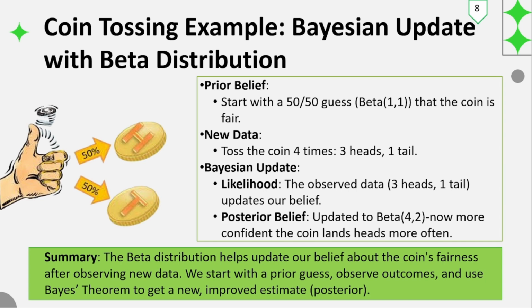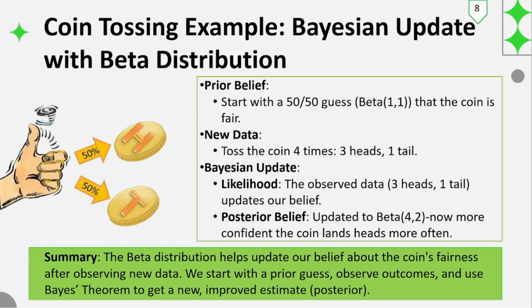Here in this example we can see a coin is tossed, and the Bayesian update with the beta distribution is the example of this coin tossing, where our prior belief was a 50% guess whether the coin will land head or tail. There will be equally likely chances of being head and tail, but after conducting the experiment, the coin is tossed 4 times, and we get the result of 3 heads and 1 tail.